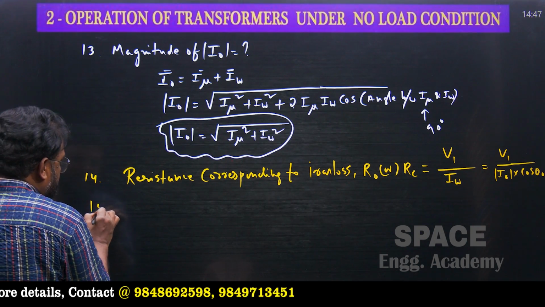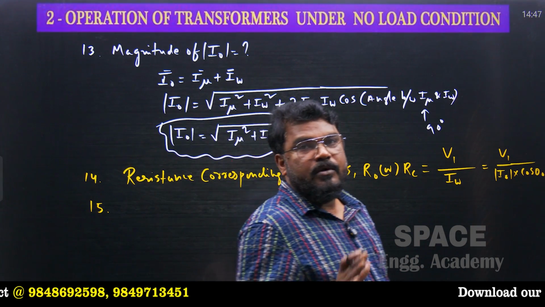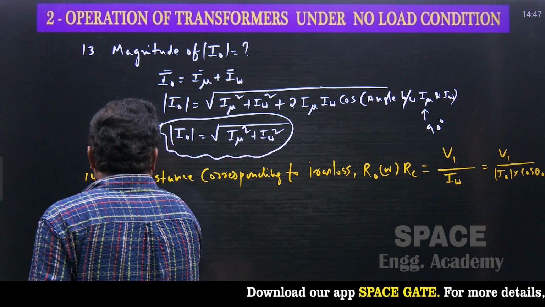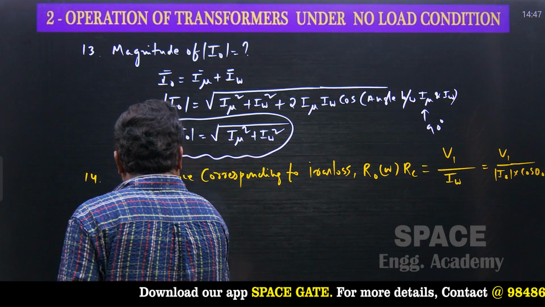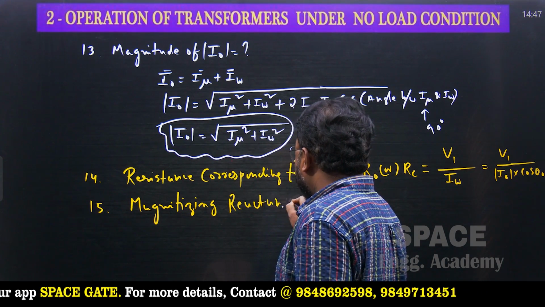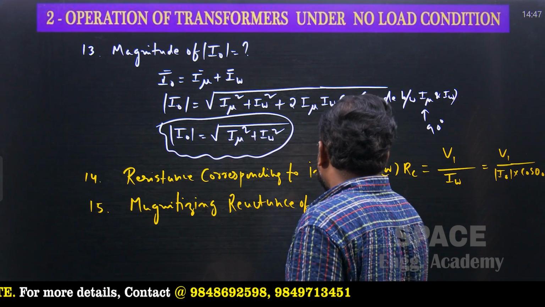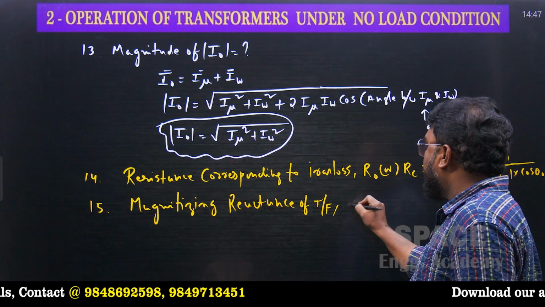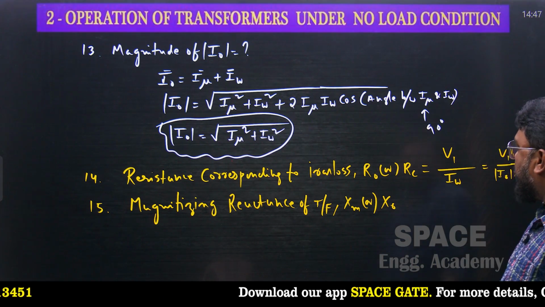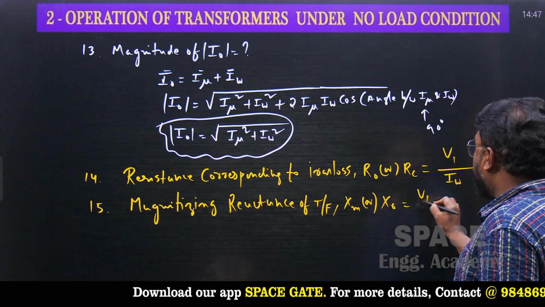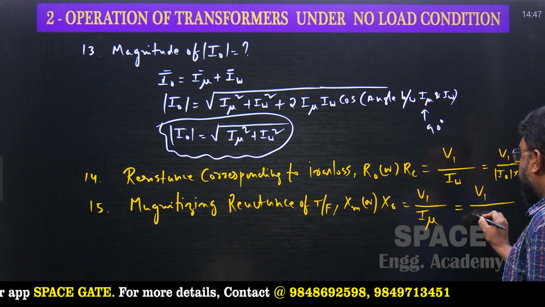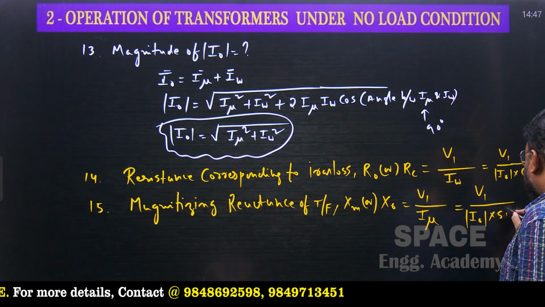And next, the 15th possibility, the 15th short note or key point in this topic, is magnetizing reactance of the transformer. It is represented with XM or sometimes X0. This is equal to the applied voltage divided by the magnetizing current, and this is equal to the applied voltage divided by I naught into sine theta naught.